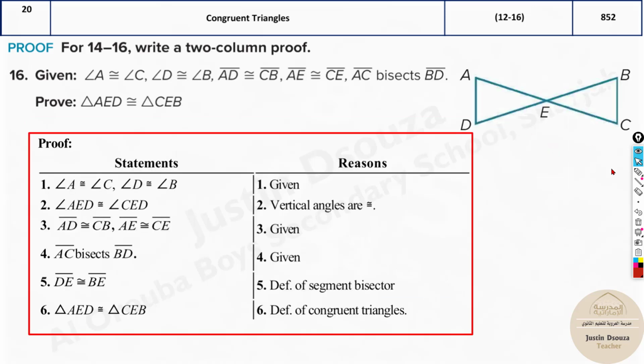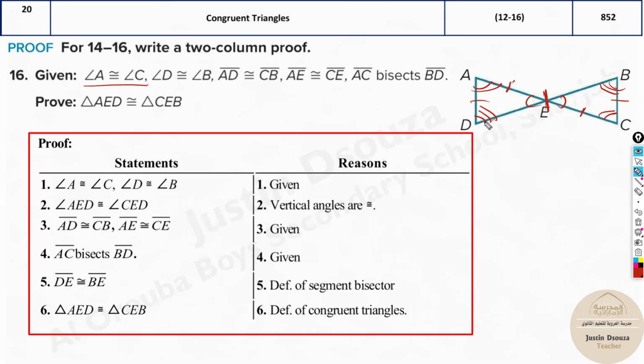And even over here, but over here what happens is, see, these two angles are vertical opposite angles, vertical angles. So that's why they are congruent to each other. And then the other angles they have already mentioned, see, A and C are equal, and D and B are also equal. They have clearly mentioned. And about the sides, see, AD is equal to CB, AE is equal to CE, and they have told AC is bisecting the line BD.